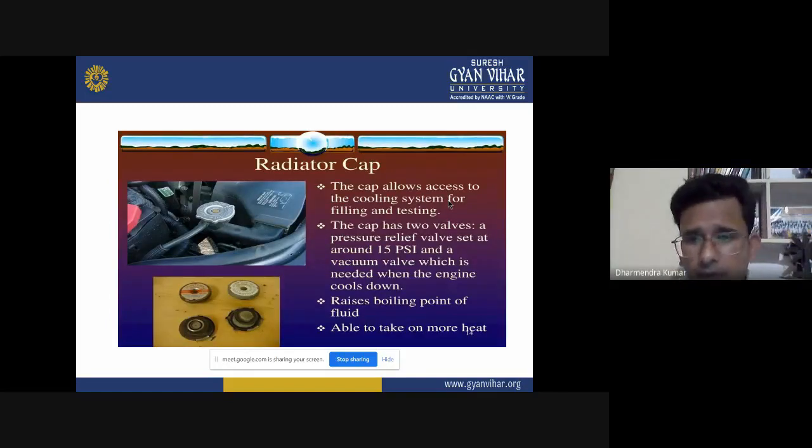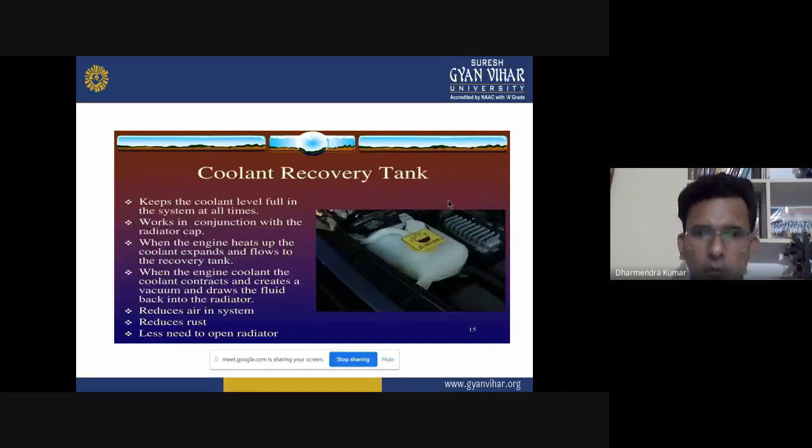The cap allows access to the cooling system for filling and testing. The cap has two valves: a pressure relief valve set at around 15 psi, and a vacuum valve, which is needed when the engine is cooling down. It raises the boiling point of the fluid, so it is able to take on more heat.